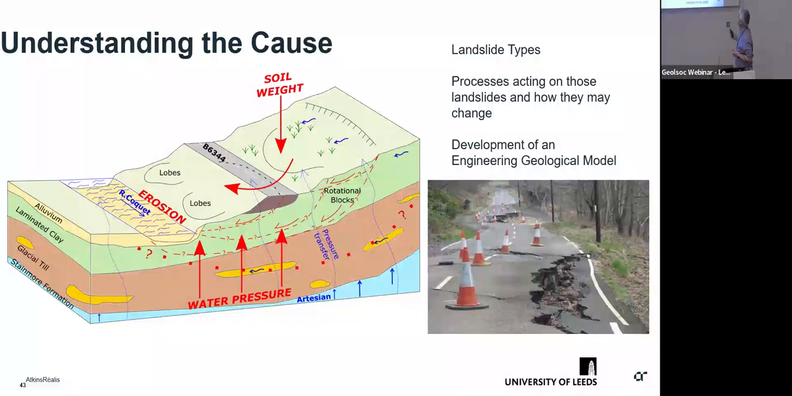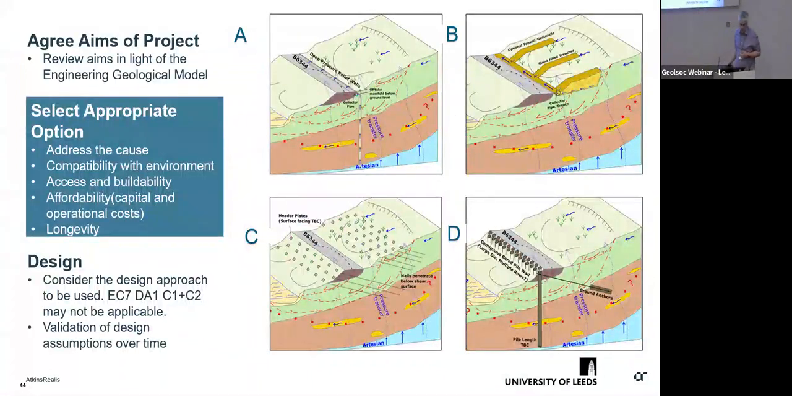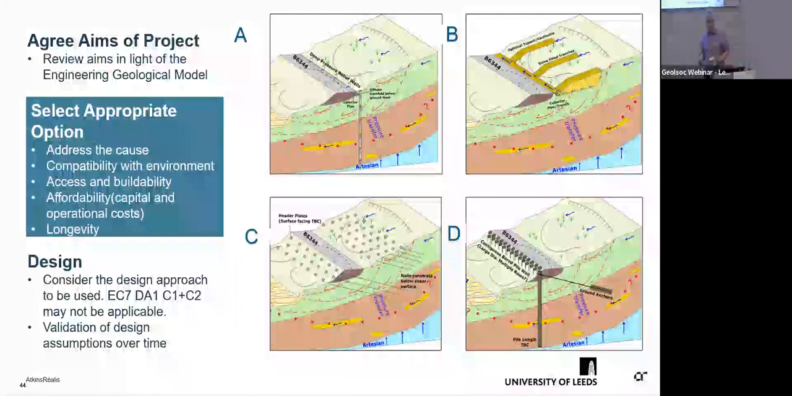So the processes, again, going back to those, how those are acting on the landslide and how those might change over time, is also an important part of understanding that and developing the engineering geological model. Because you've got so much going on, it may not be possible to fix all elements of that landslide going forward. So there was a lot of discussion with the local council on the approaches to take forward, and that fed into your option selection.